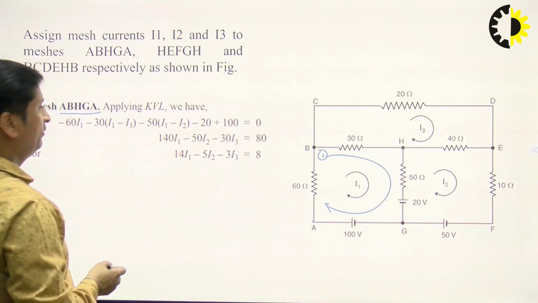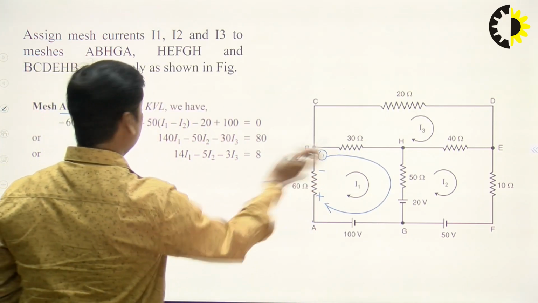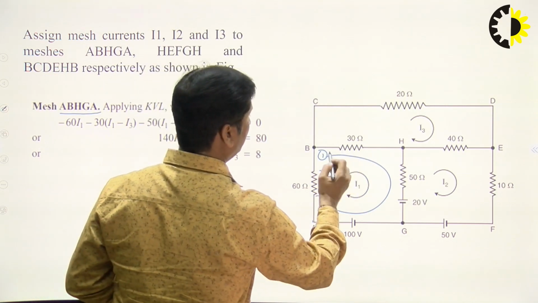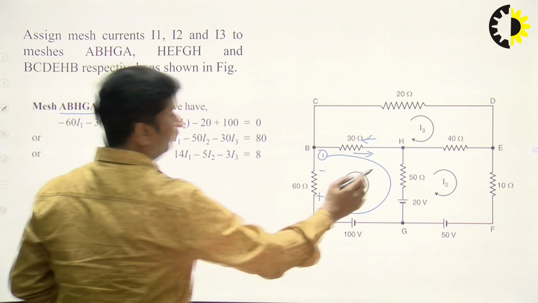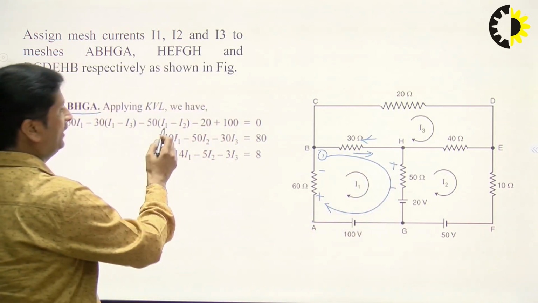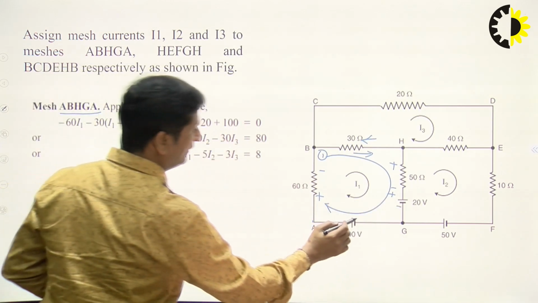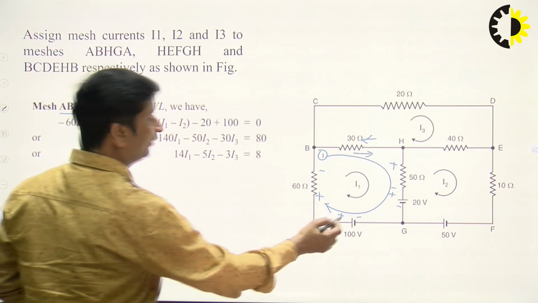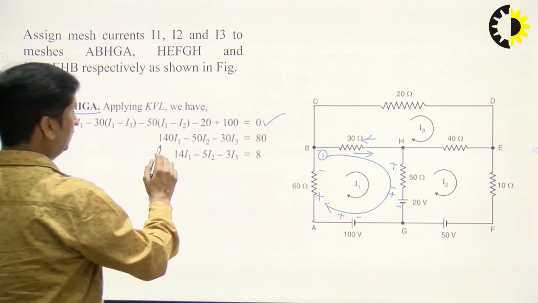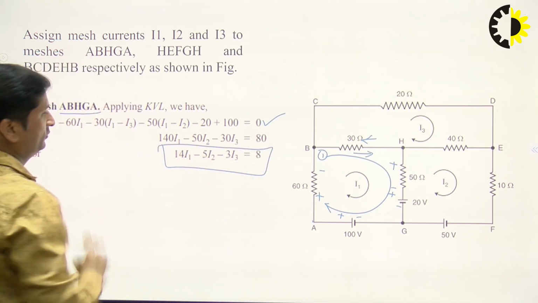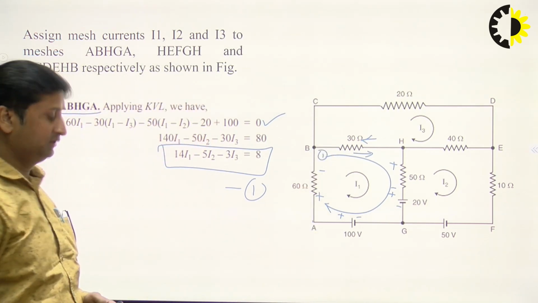So when we apply KVL, plus to minus, minus 60 I1, because current I1, then minus 30 I1 minus I3, because I1 and I3 are going in opposite directions, then minus 5, minus 50 I1 minus I2, then minus 20, and here minus to plus, plus 100, because voltage is rising here. So this is first equation. We solve it, we will get our first equation for mesh number 1.